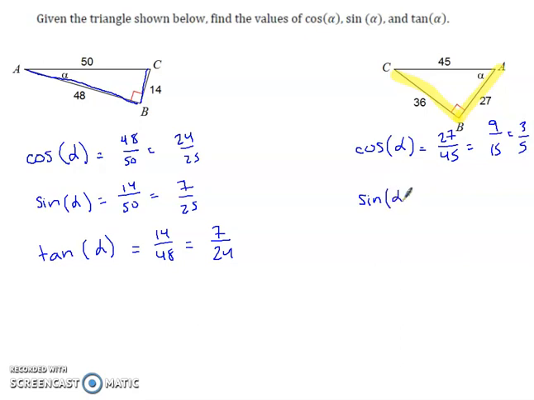Sine of alpha is opposite over hypotenuse, so opposite is 36, hypotenuse is 45. I can reduce this by 9 to get 4/5, and tangent of alpha is opposite, which is 36 over adjacent, and I can reduce by 9 to get 4/3.